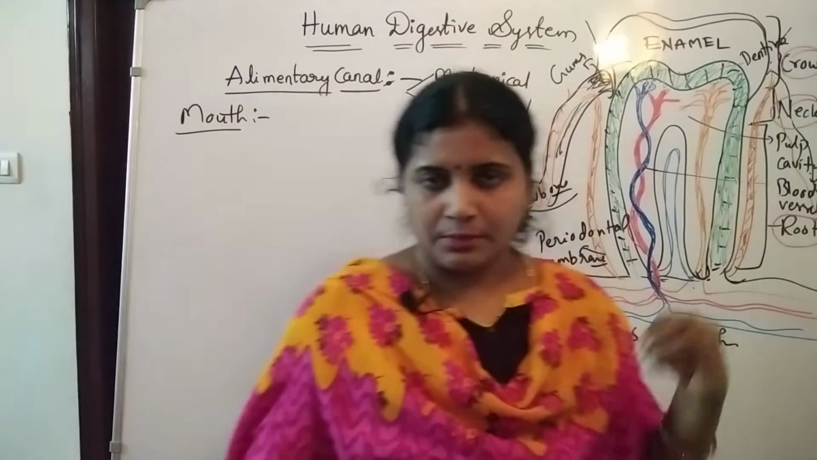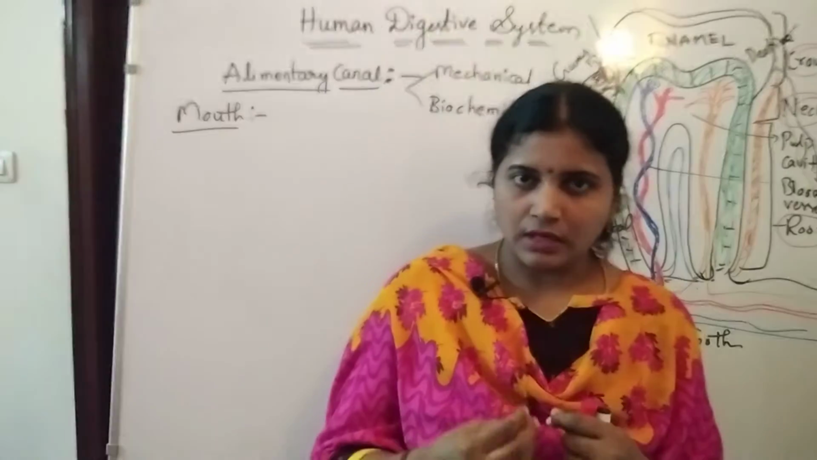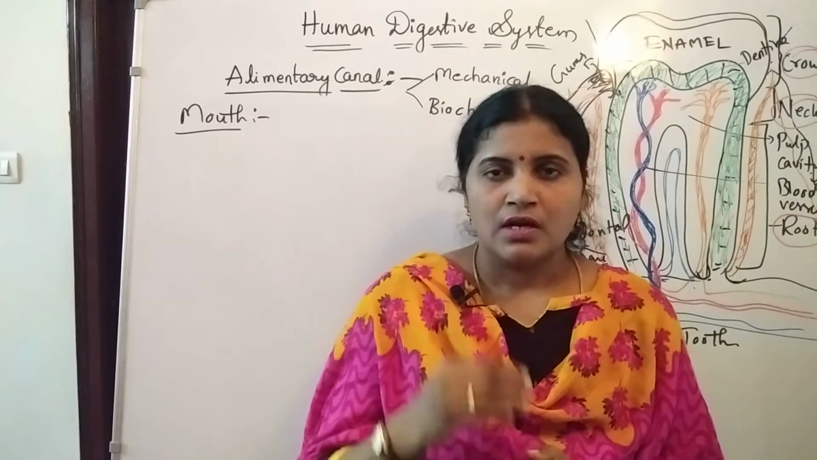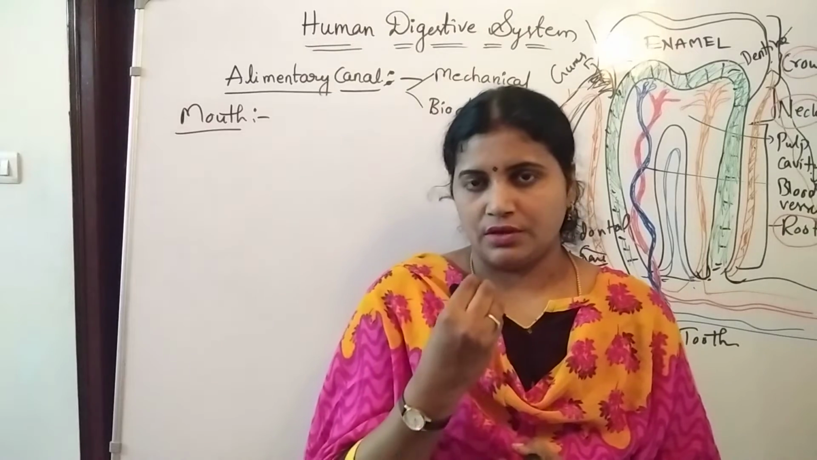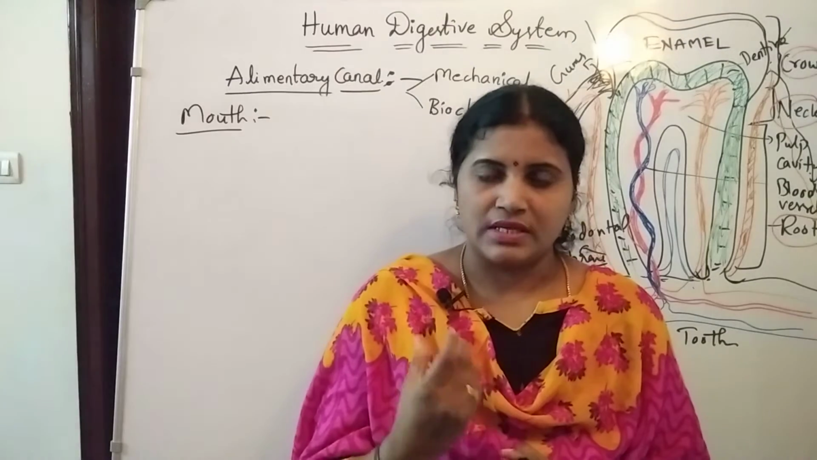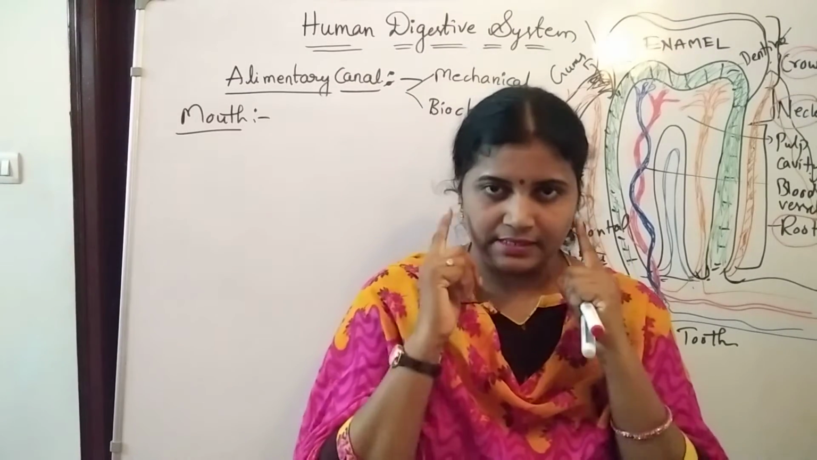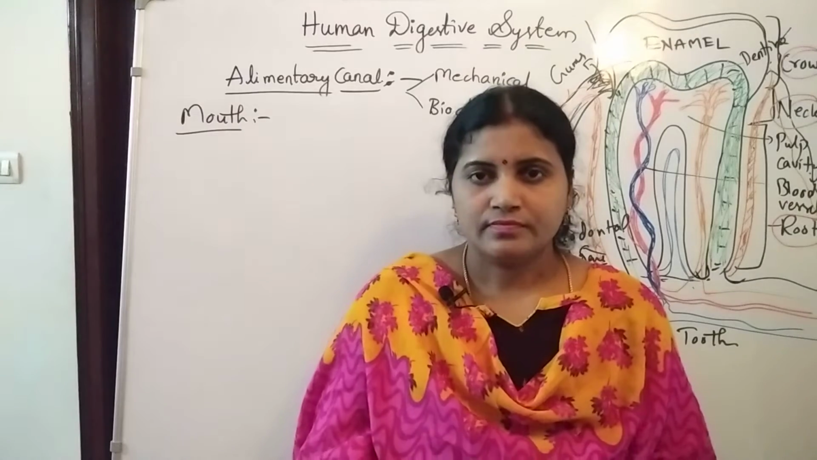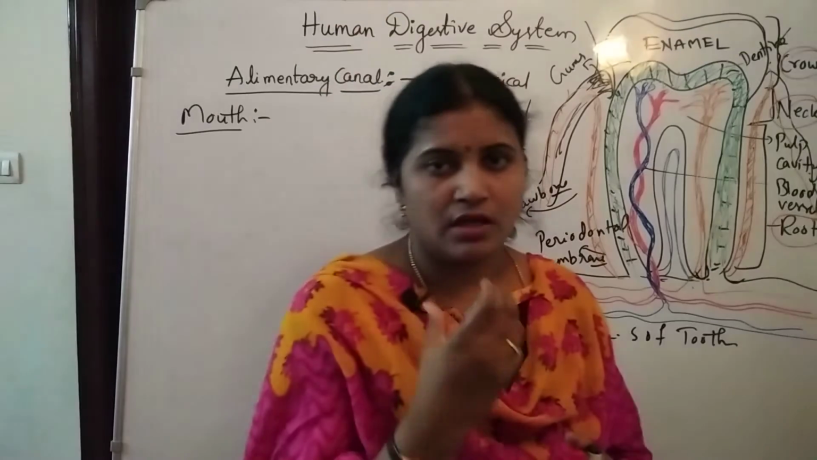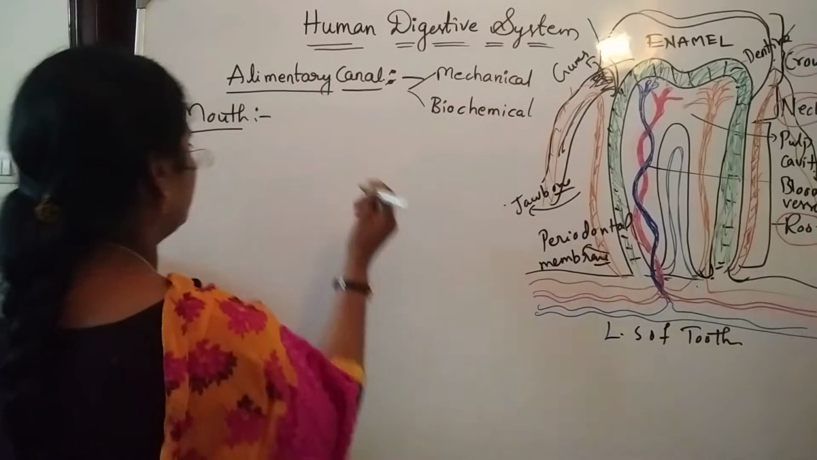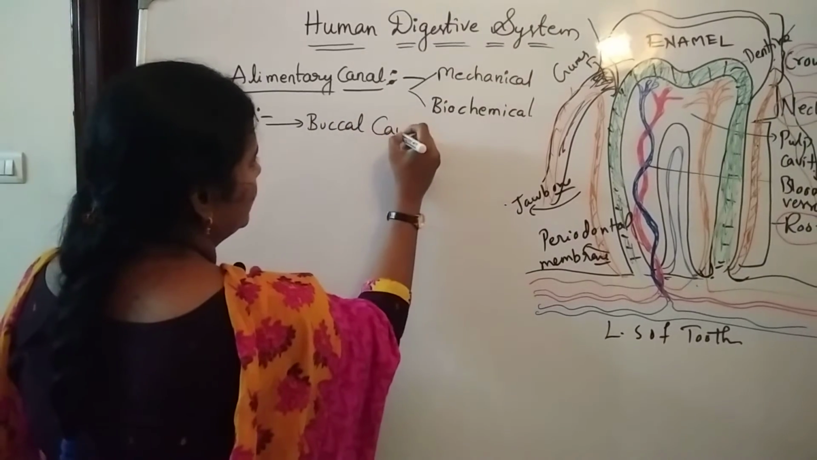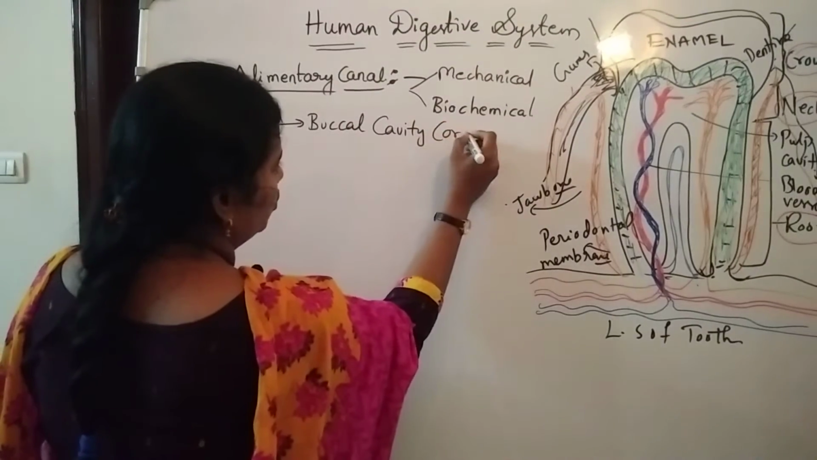Okay, so now we are in the part of the mouth, which is covered by the upper lip and lower lip, and the lateral surfaces by the cheeks. So the entire mouth is covered by the lips. Lips are also known as labia, and the lateral sides are covered by the cheeks. When we enter into the mouth, what is that space called? The space is known as the buccal cavity. The mouth opens into the buccal cavity or oral cavity.